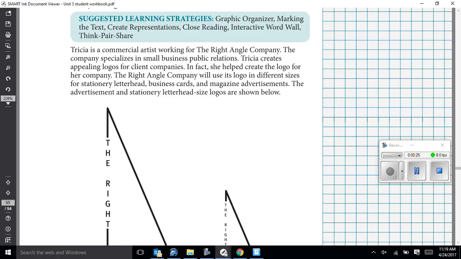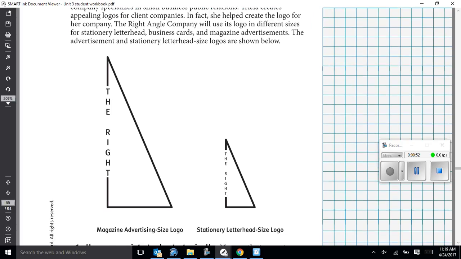So we have Trisha, a commercial artist working for the Right Angle Company. The company specializes in small business public relations. Trisha creates appealing logos for client companies. In fact, she helped create the logo for her company. The Right Angle Company will use its logo in different sizes for stationery letterhead, business cards, and magazine advertisements. The advertisement and stationery letterhead size logos are shown below. So we have the magazine advertising size logo and then the stationery letterhead logo size.